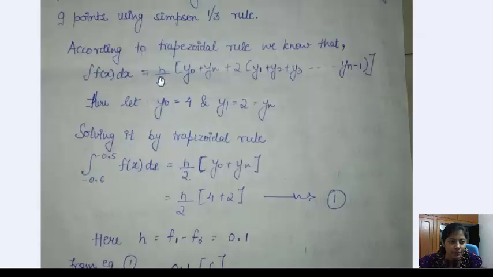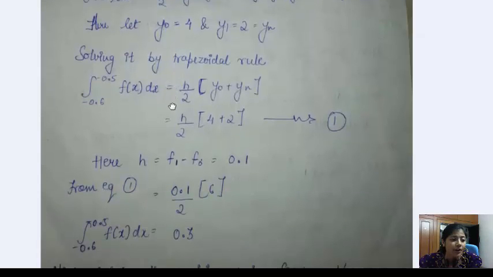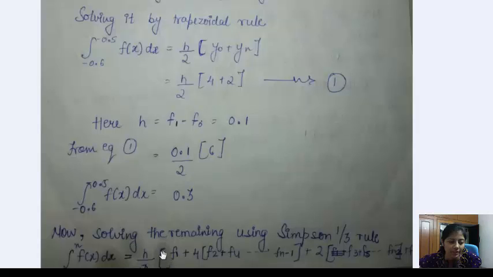According to the trapezoidal rule, we know that the integration of any function is equal to h by 2 into y0 plus yn plus twice of all the middle terms. Here y0 is equal to 4 and y1 is equal to 2, which is also equal to yn, the second and the last term. H is equal to f1 minus f0, which is 0.1. So from equation 1 we'll get 0.1 upon 2 into 6, that is equal to 0.3.